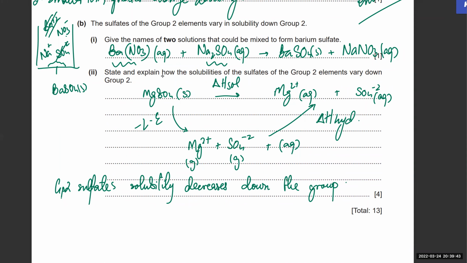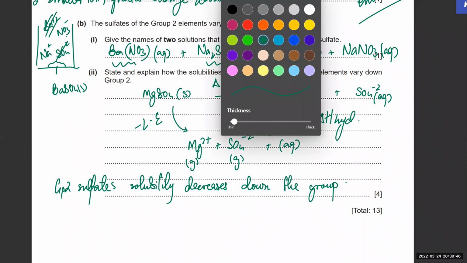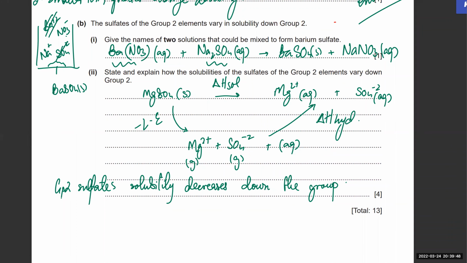So why does it decrease down the group? The reason is that down the group ionic radius increases. The ions become bigger. So the bonds that are being formed and the bonds that are being broken, like you're breaking the lattice and forming bonds, they'll all be weak. Bigger ions always make weaker bonds.